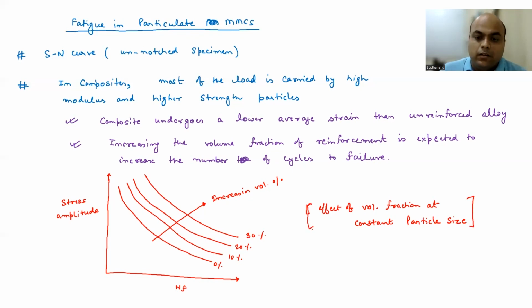Right? So even in fatigue loading, particulate MMCs are going to behave better than the monolithic counterpart. That is point one. Second, increasing the volume fraction is expected to increase the number of cycles to failure. Right? So if you increase the volume percentage, it is better in fatigue loading as well. We have observed this happening in monotonic loading. Okay.